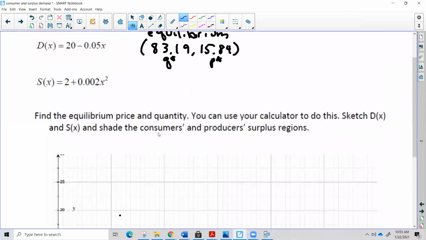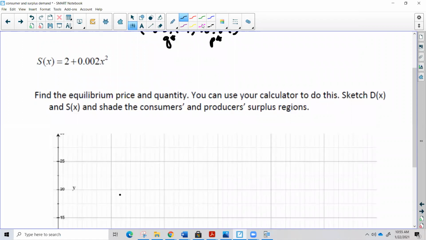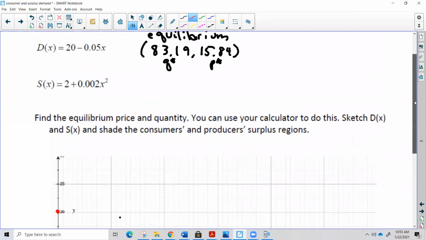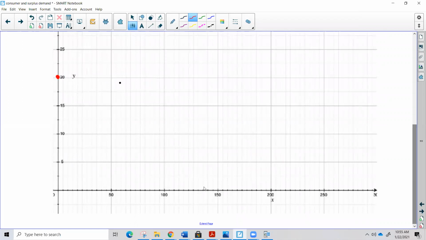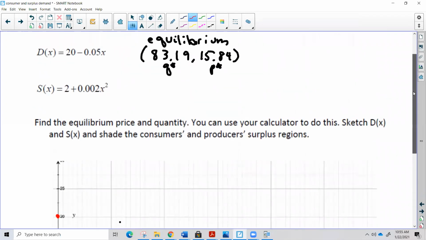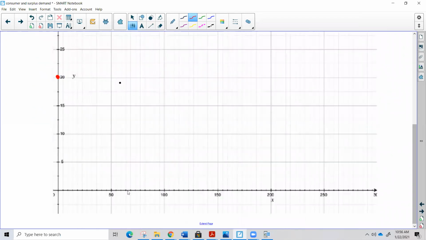So I'm just going to graph for my demand curve 0, 20, and then I'm going to plot the equilibrium as best I can. So it's 83.19 and 15.84.